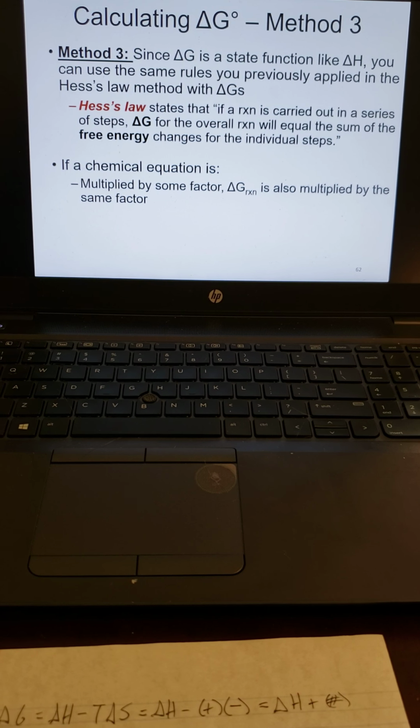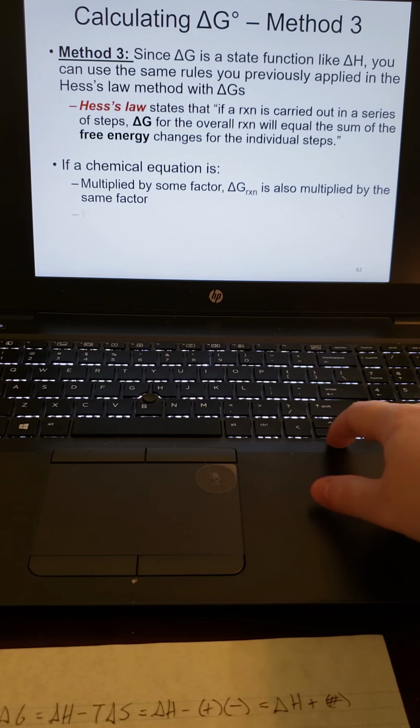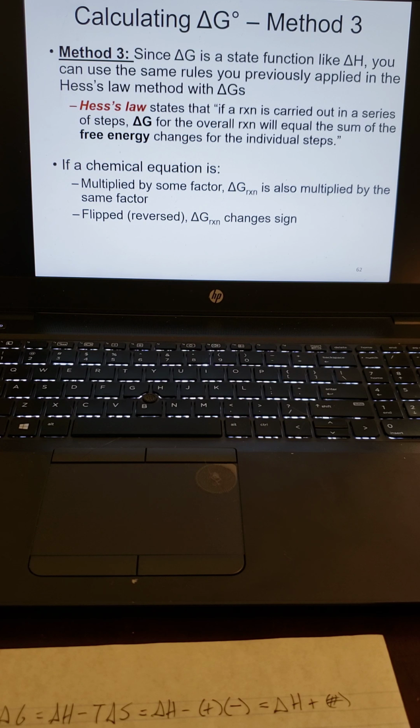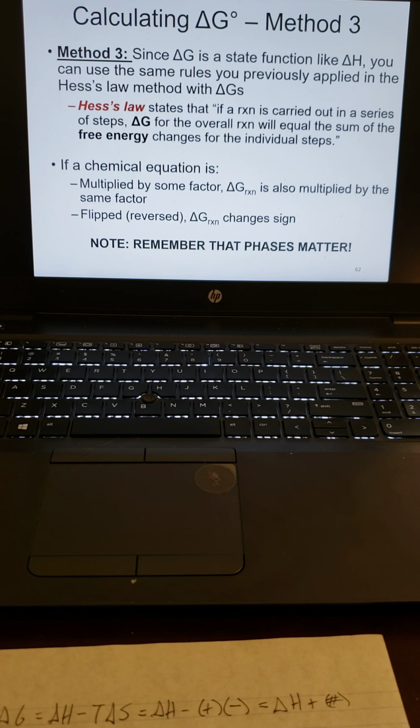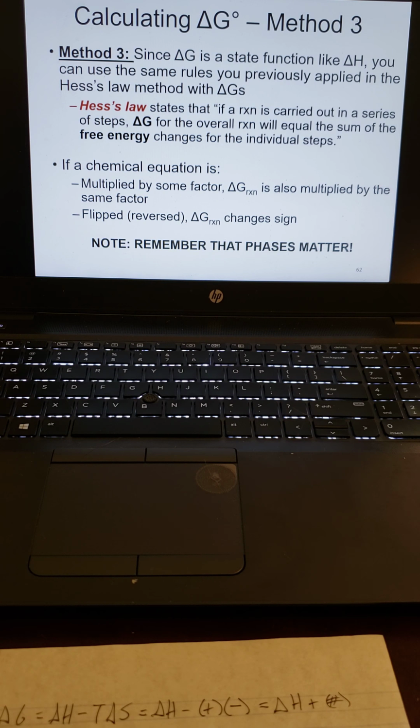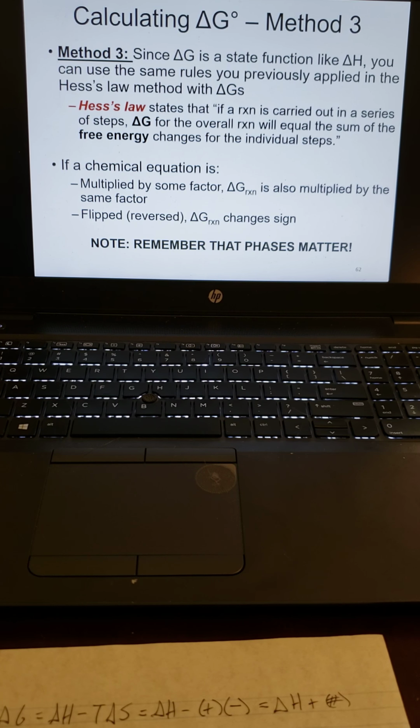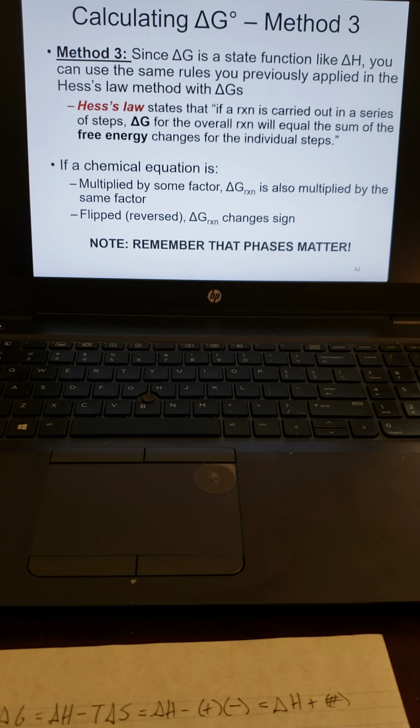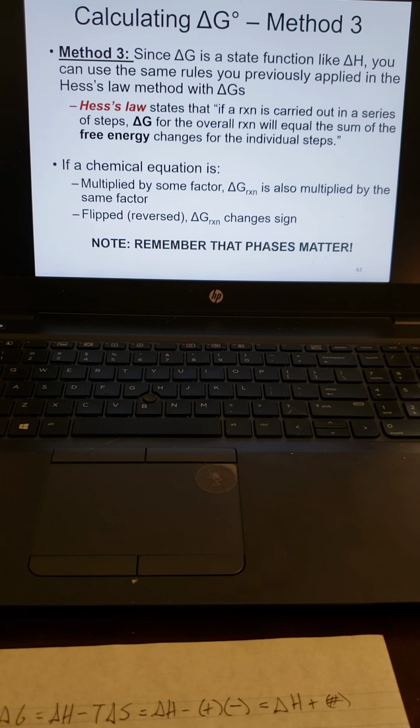We also learned that if we flipped a reaction, we just needed to flip the sign, right? Same thing, that's what we're doing here. And when we've manipulated all the various steps, we're just going to add them up, right? We're going to add up our delta G's. So the delta G's of the various steps added together does equal the delta G overall. But we have to remember that phases matter. So we have to be careful about that and not get tripped up and get confused about if we have the same substance but multiple phases of that substance.